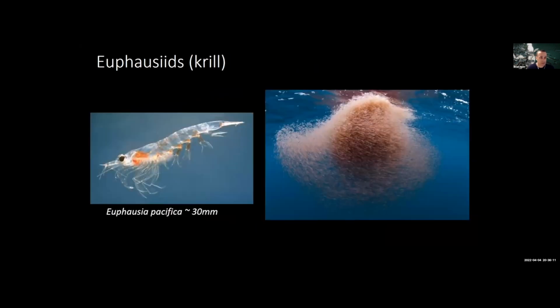Another important grazer is the krill, which we call euphausiids, and Euphausia pacifica is one of the important species. Very important on our coast. Salmon really like them. Herring love them. Opalescent squid love them. Basically, everything loves to eat krill.